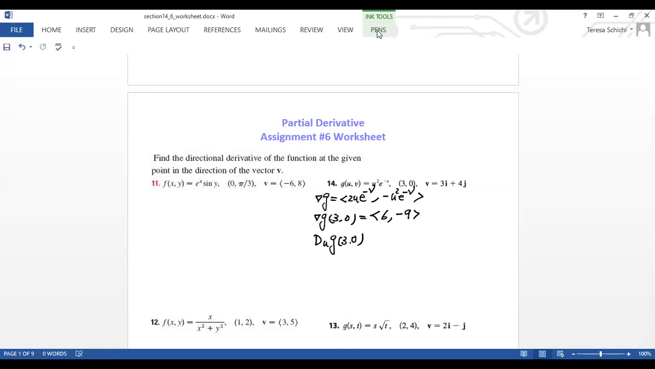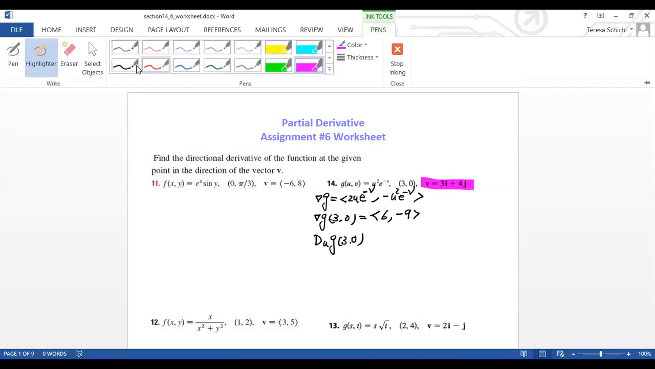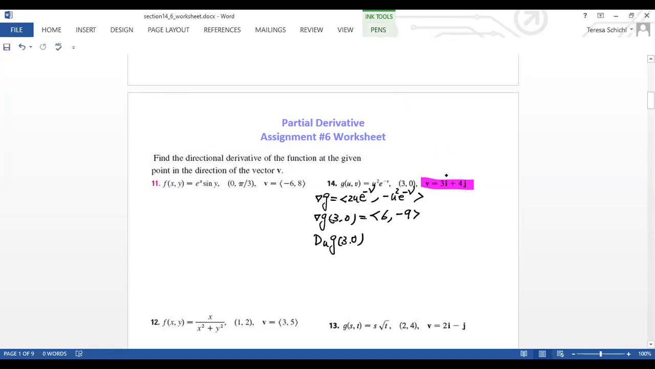The purpose of this is that I know the directional vector has to be a unit vector, right? So if you take a look at v, what is the length of v? It is the square root of 3 squared plus 4 squared, so it's 5. So it's not a unit vector. I need to change it to a unit vector, so I divide by 5. So this will be 3 over 5 and 4 over 5.